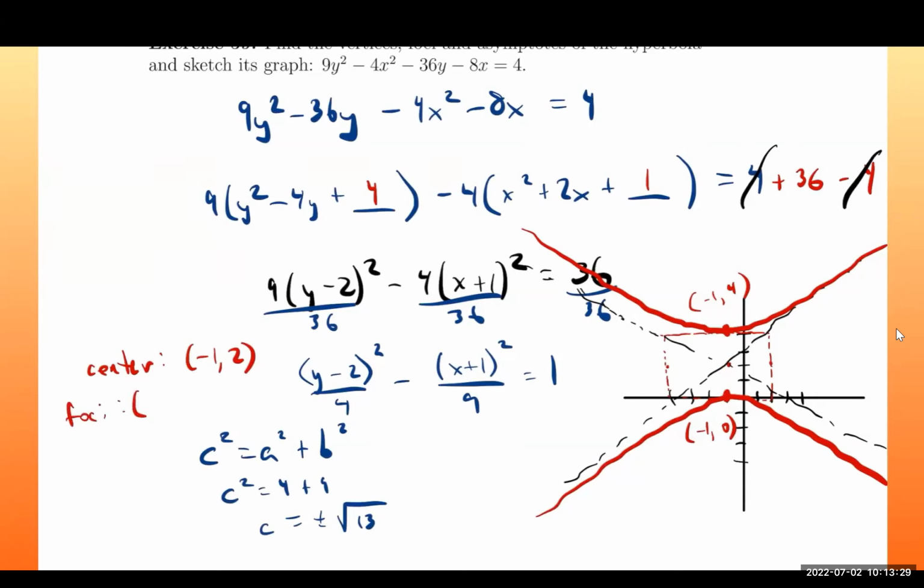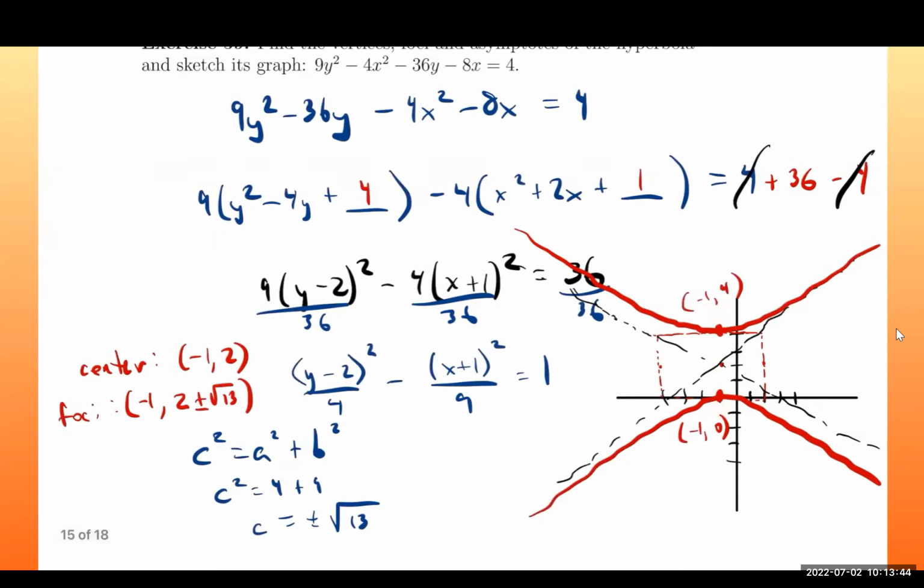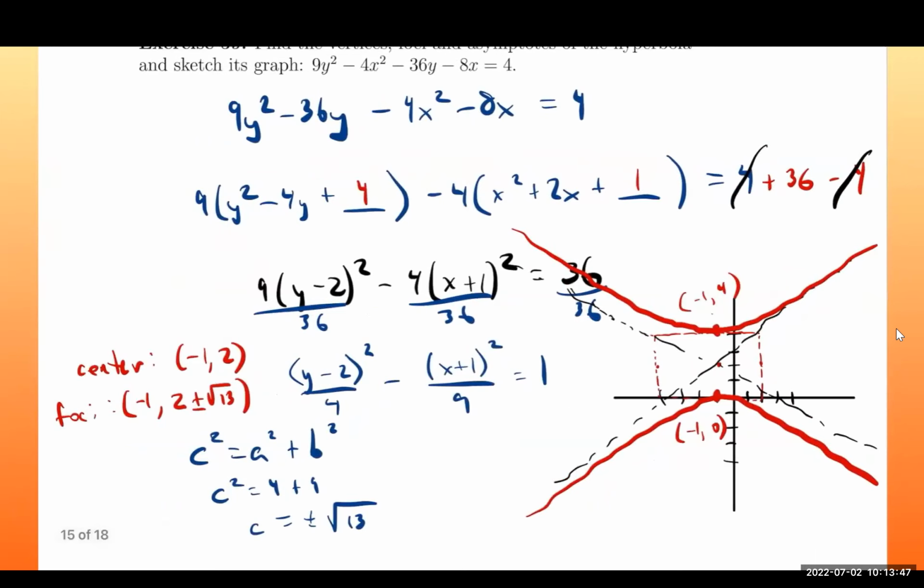So the foci, I'll write over here. The center is, we said, negative 1, comma 2. So it's going to be negative 1, and 2 plus or minus radical 13. The positive one is up here, plus radical 13, and minus radical 13. It's a little bit difficult to draw, so I'm just going to write it here and draw an arrow. So it's going to be negative 1, 2 plus radical 13. And then this one is going to be negative 1, 2 minus radical 13. Those are the coordinates for that.